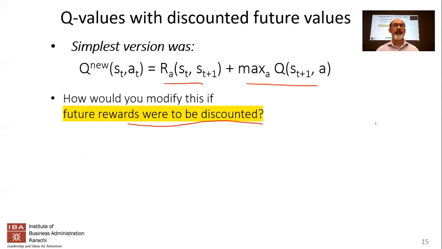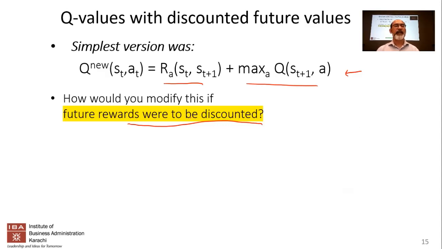So the question is, how would you modify this equation to take into account the fact that future values need to be discounted? They're not as useful as the value of the reward today. Okay. So how would you change this equation?